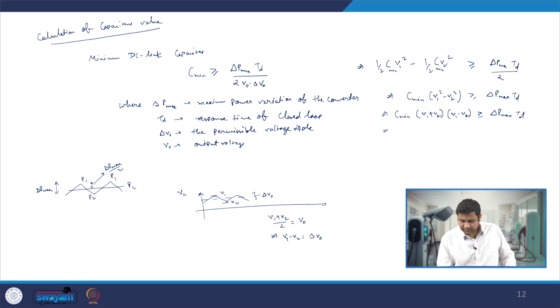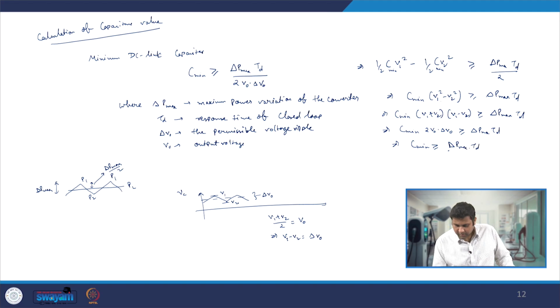So that's when I can write C minimum times 2 V naught times delta V naught must be greater than delta P max TD, and that will be C minimum must be greater than delta P max TD by 2 V naught delta V naught. This is what we have written over here.